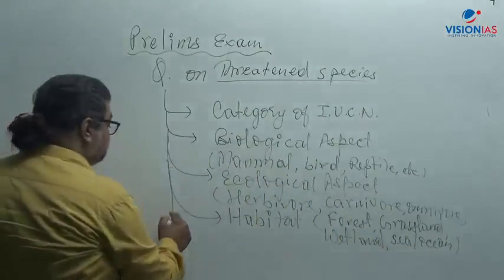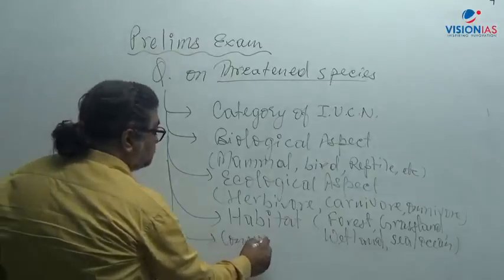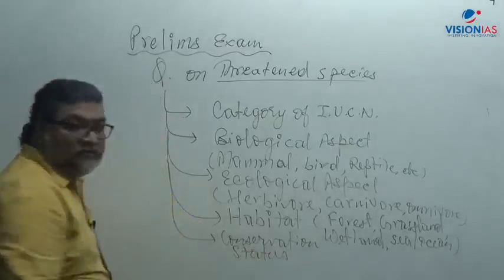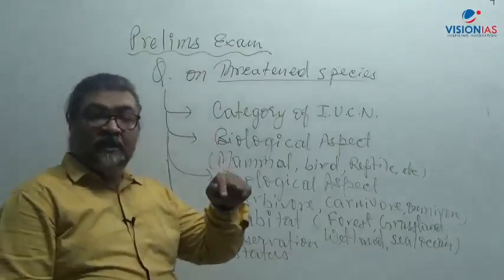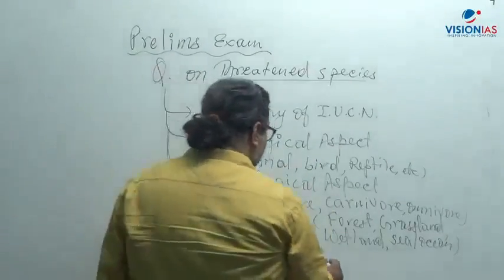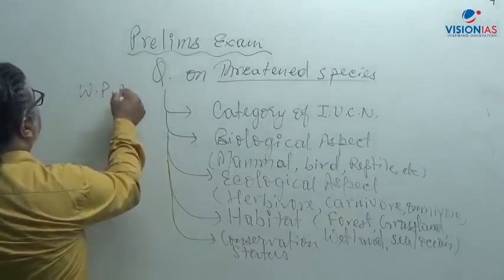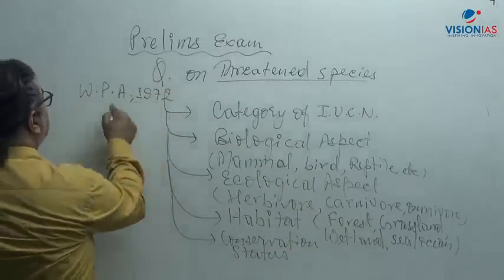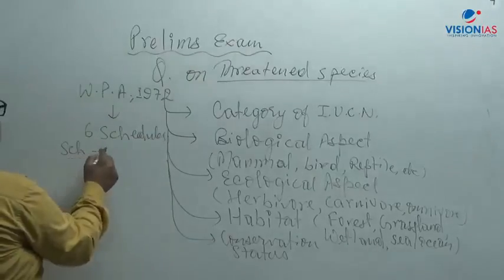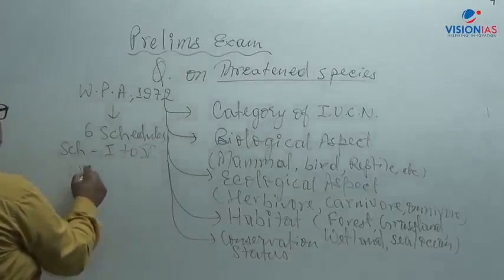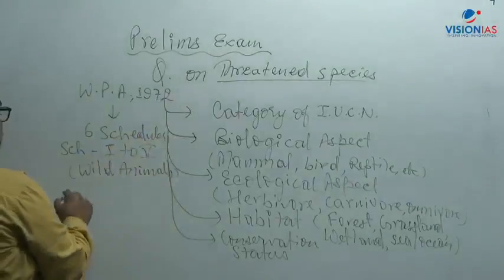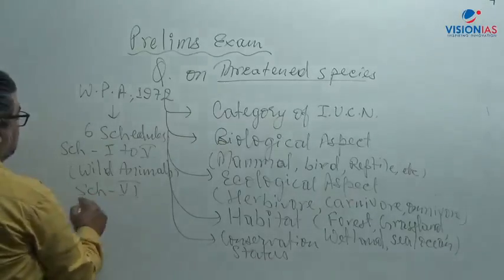Then comes conservation status. You have to know the conservation status of that species in India. So under the Wildlife Protection Act, we will be covering that one. In the Wildlife Protection Act 1972, there are 6 schedules. Schedule 1 to 5 are on wild animals, and these are those which come under any of the categories of the Red Data Book. Schedule 6 is on plants, the wild plants.